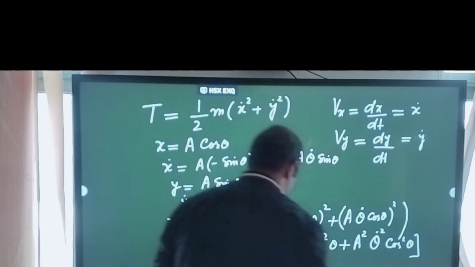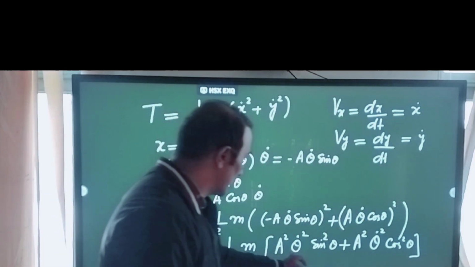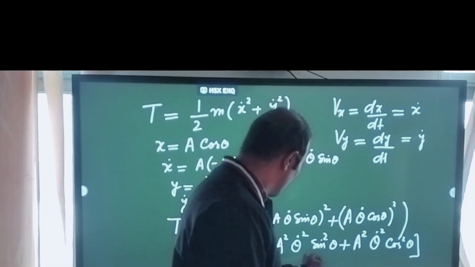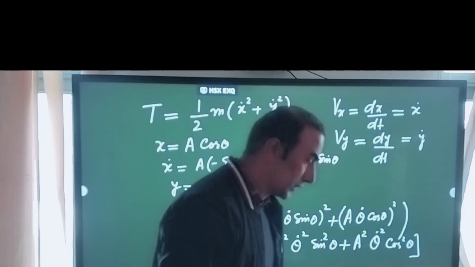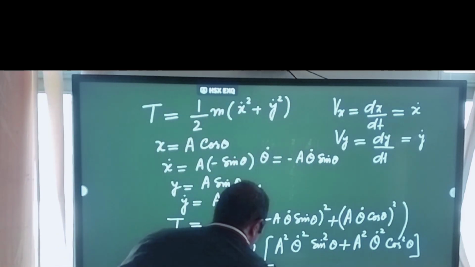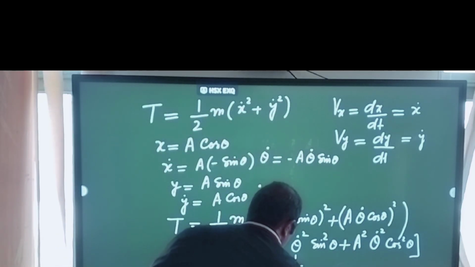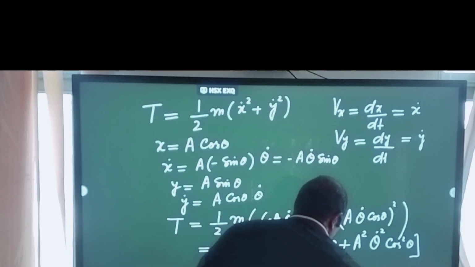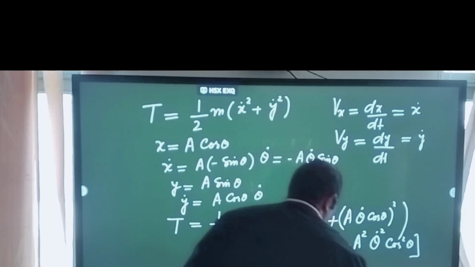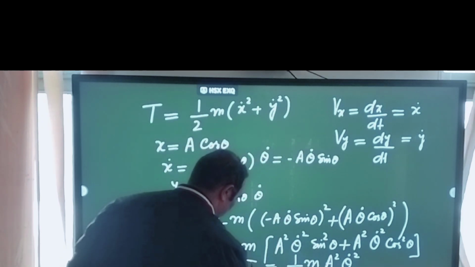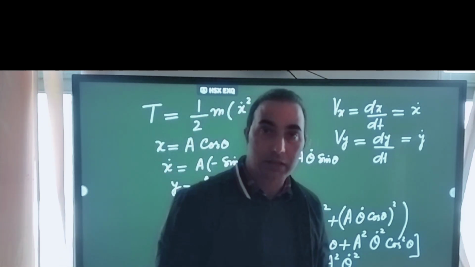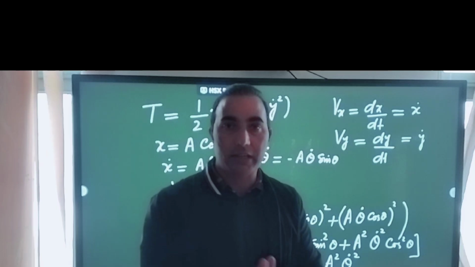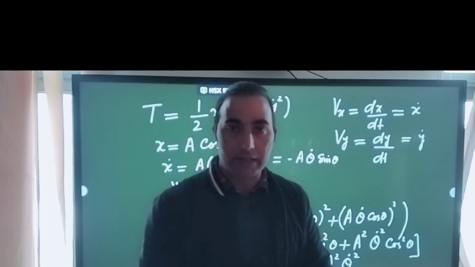Okay. And I can write this, because you can take a square theta dot square out, so it is sin square theta plus cos square theta, and that is equal to 1. So that means I can write this as 1 by 2 m a square theta dot square. So this is our kinetic energy. Now, our Lagrangian is kinetic minus potential, right? Kinetic energy minus potential energy.